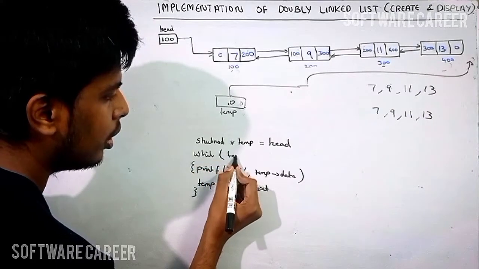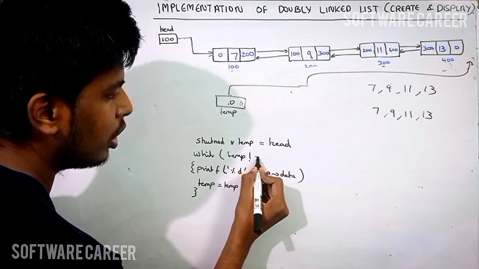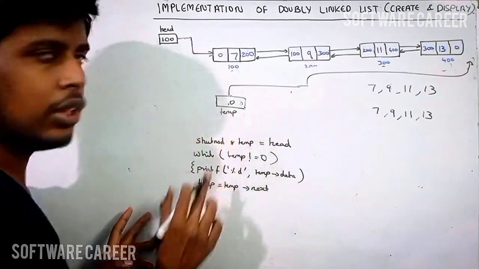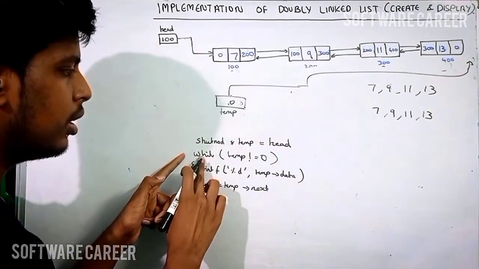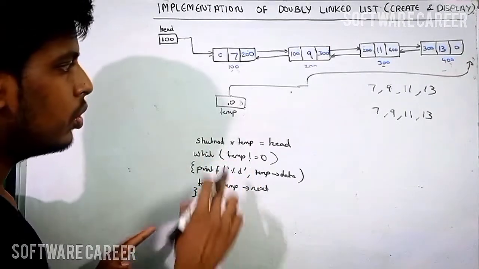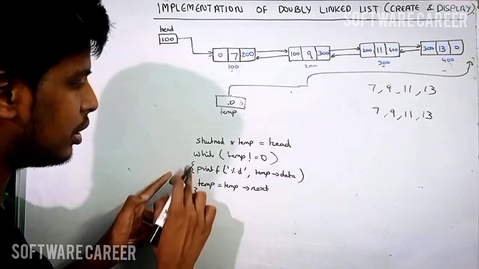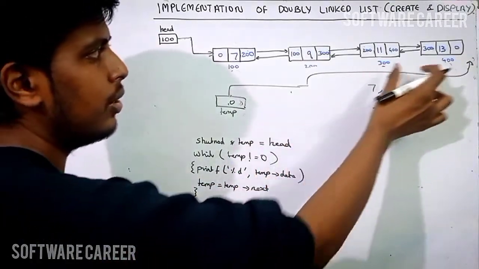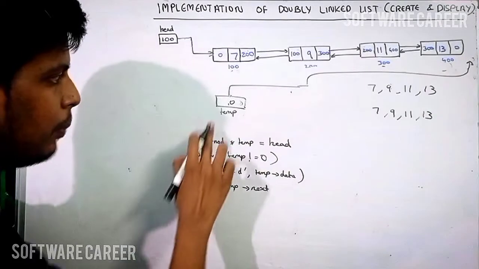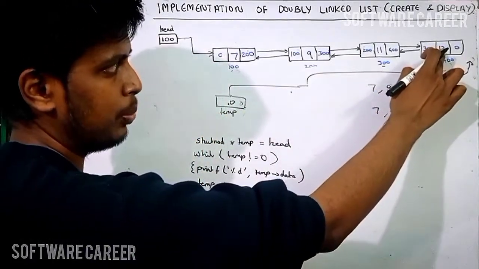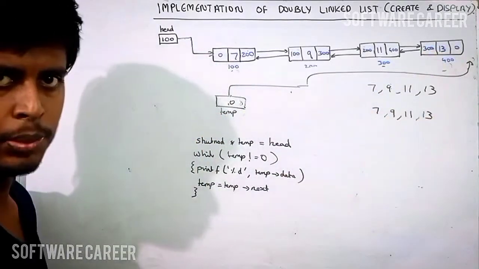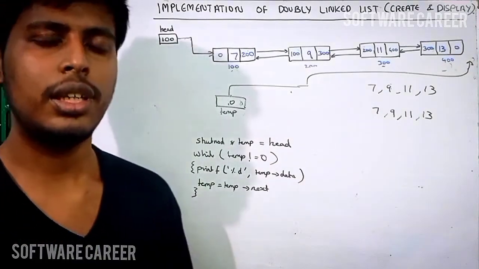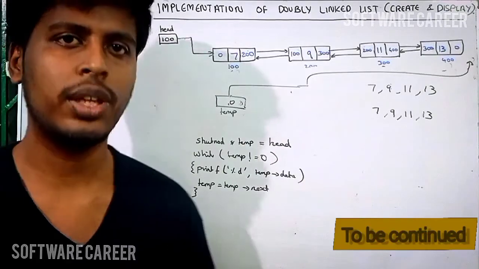While temp not equals to 0. What is this? See here. Now temp is 0. So I am checking this condition, whether temp is not equals to 0. No, temp is 0. That means it does not enter here. It does not print. So it prints till when temp was 400. When temp value was 400, till that it displays. So it prints 13. Till 13 it displays. So this is how you should display all the elements present in the doubly linked list, and this is how you should write the code.